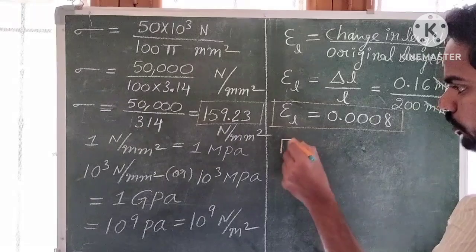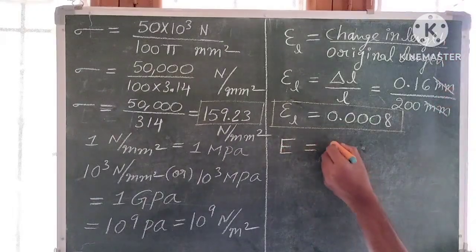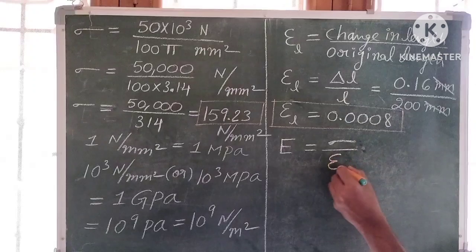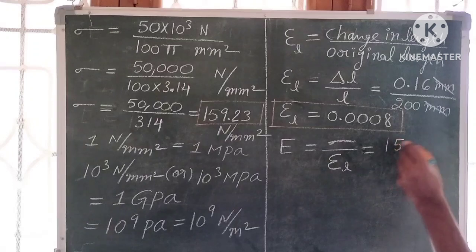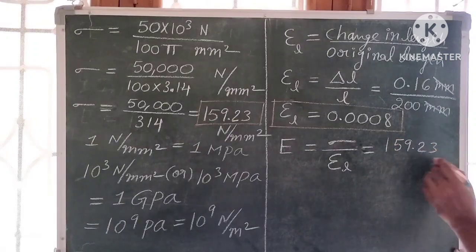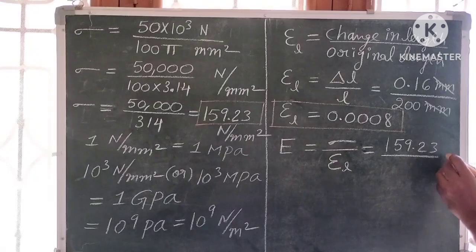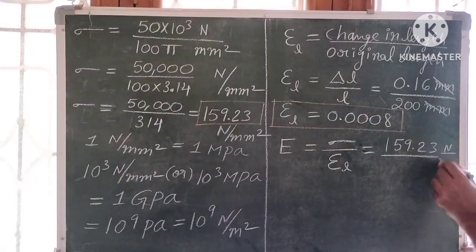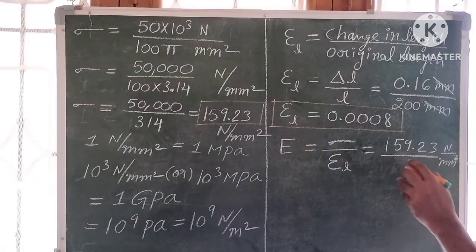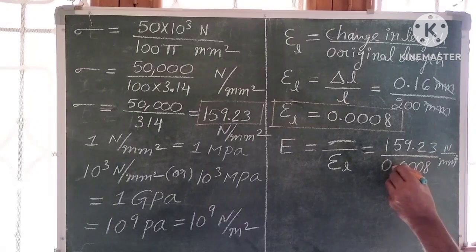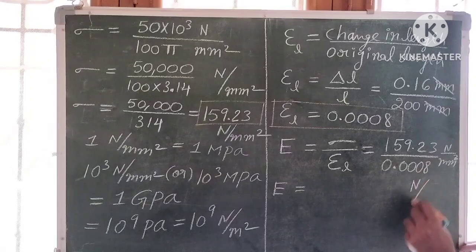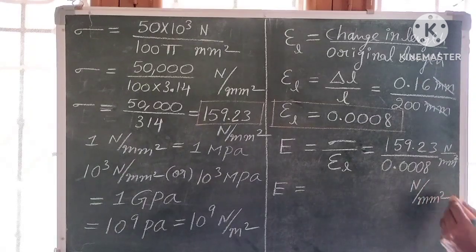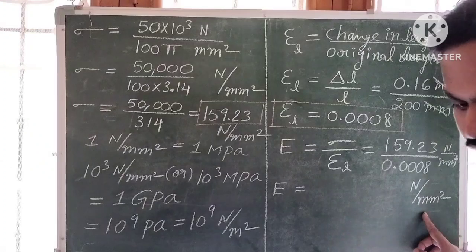So we can calculate Young's modulus of elasticity, which is equal to stress by strain. So stress is equal to how much, 159.23 Newton per mm square, by strain 0.0008. Just simplify further. So what is the unit? Obviously the unit of Young's modulus or modulus of elasticity is Newton per mm square, or MPa or GPa.